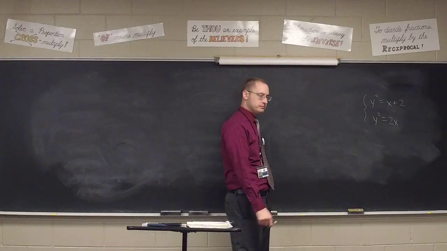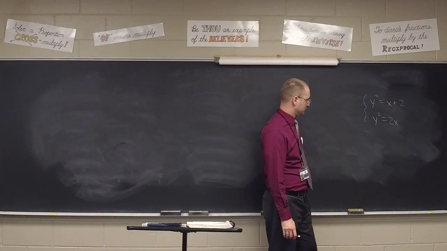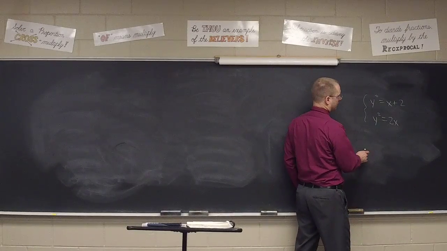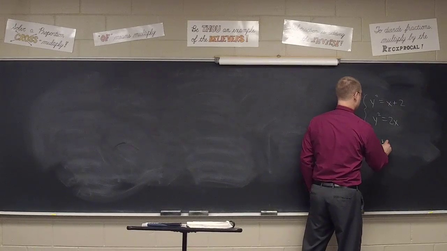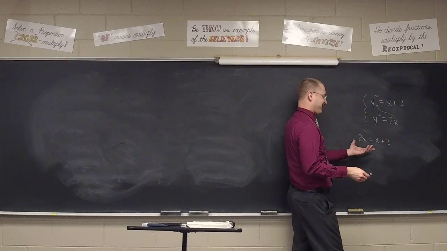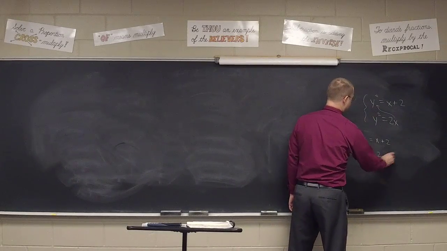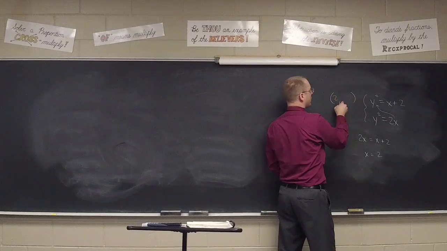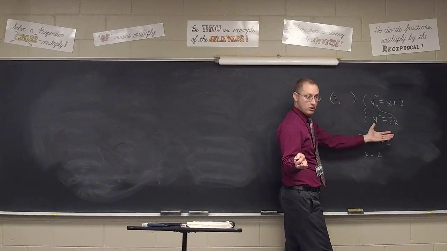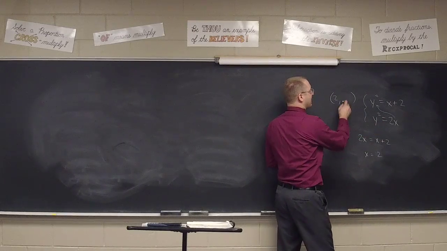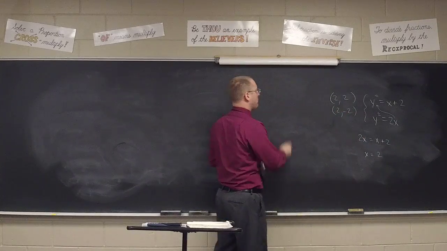Quentin, what do we do to start? 2x equals x plus 2. Yeah, just take the 2x and put it here where it says y squared, and then it's really easy to solve. We end up getting x equals 2. And if x equals 2, we're going to plug that 2 into either equation. Either way, 2 plus 2 or 2 times 2 gives us 4. We take the square root of 4, we get positive and negative 2. So the same ordinate 2 gives us 2 abscissas, so 2 points of intersection.